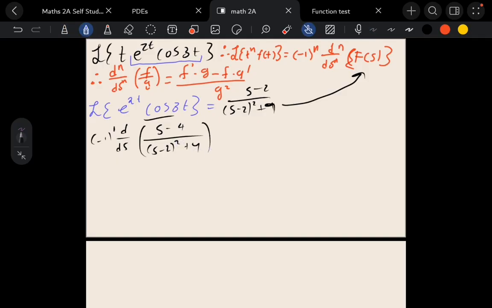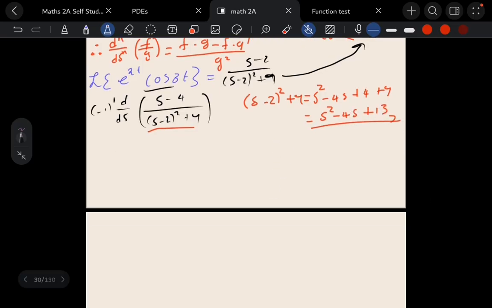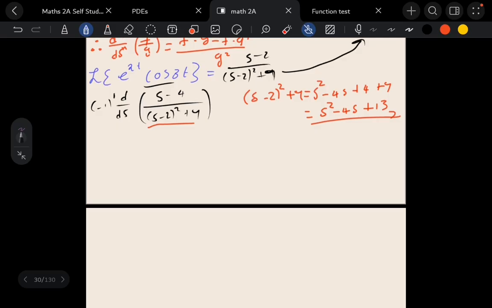Now we need to simplify this denominator. So what is s minus 2 all squared plus 9? It's going to be s squared minus 4s plus 4 plus 9, which is the same thing as s squared minus 4s plus 13. Yeah, so by doing that, I'm going to have negative 1 times d over ds in bracket.